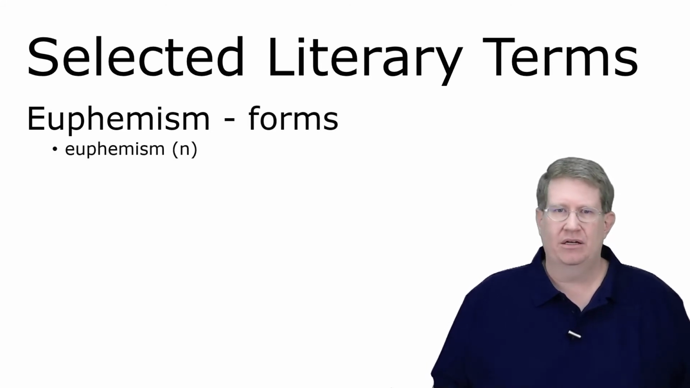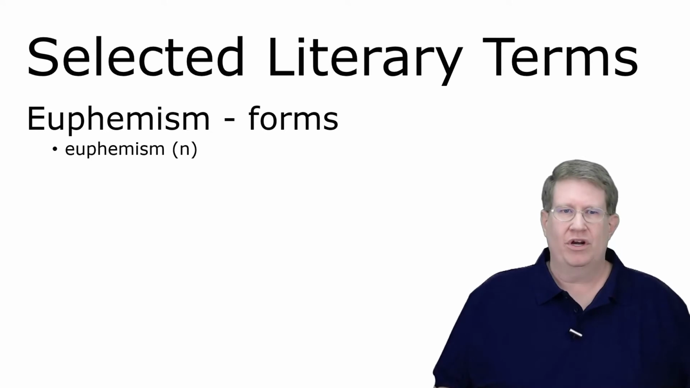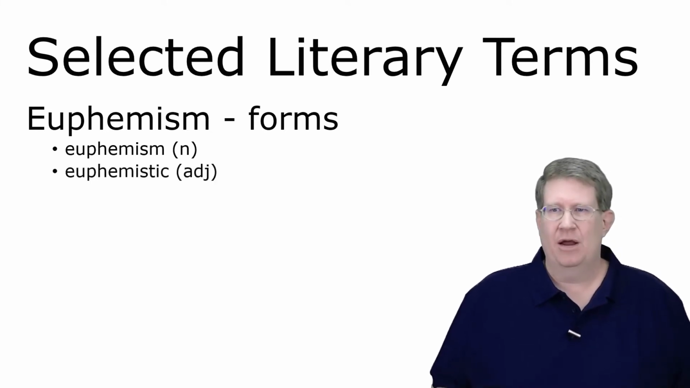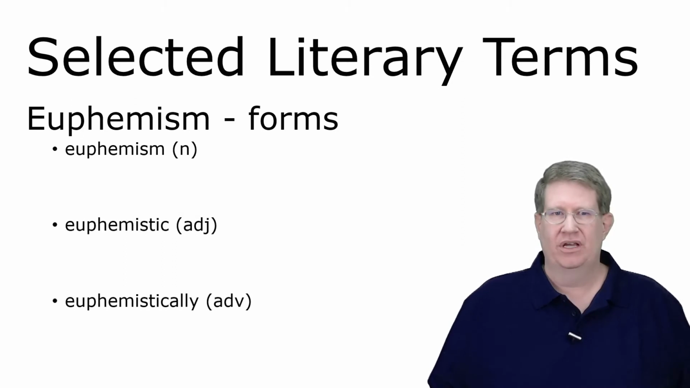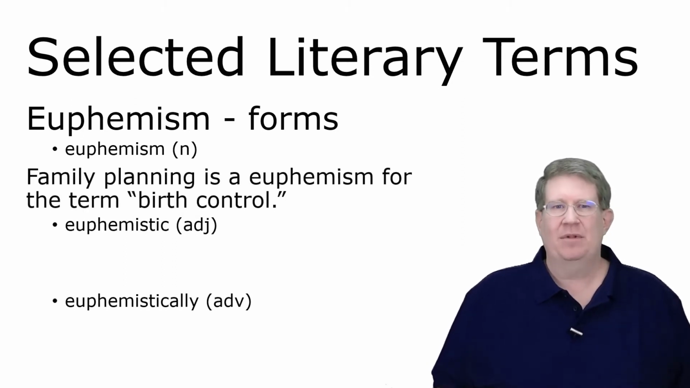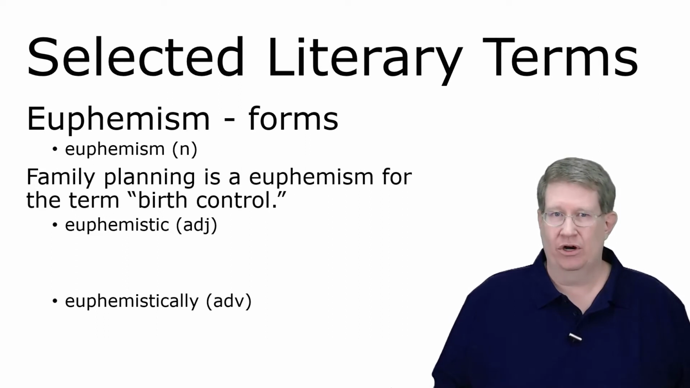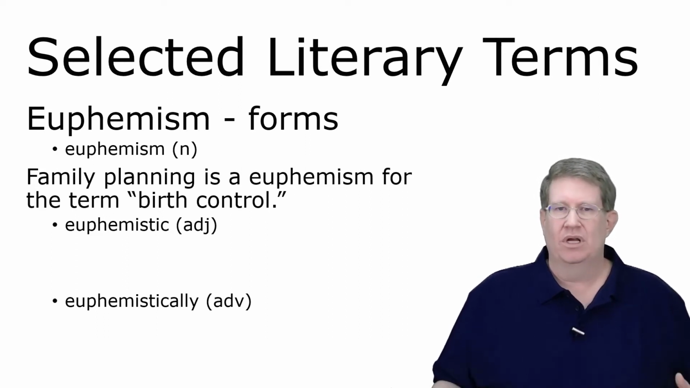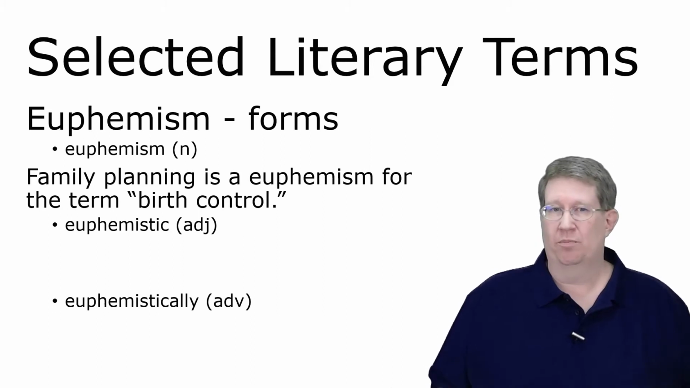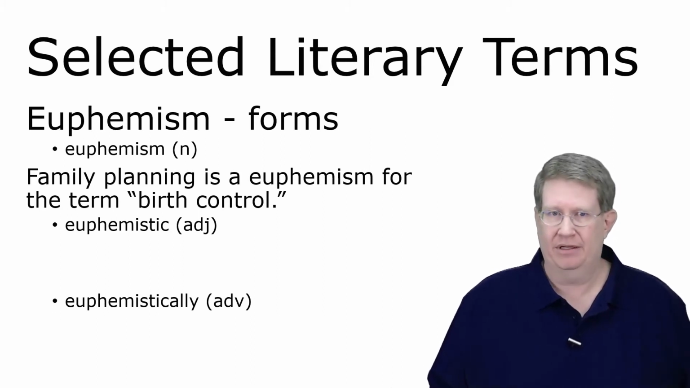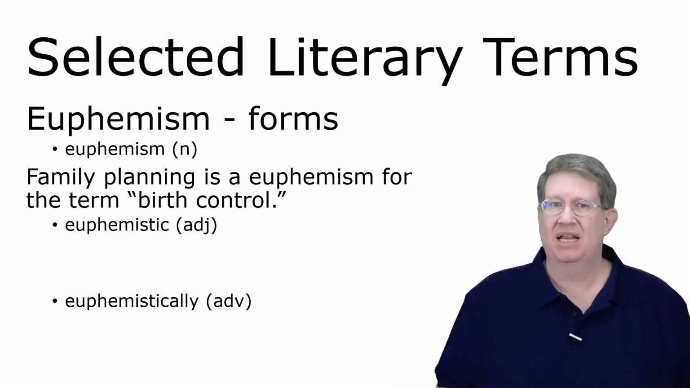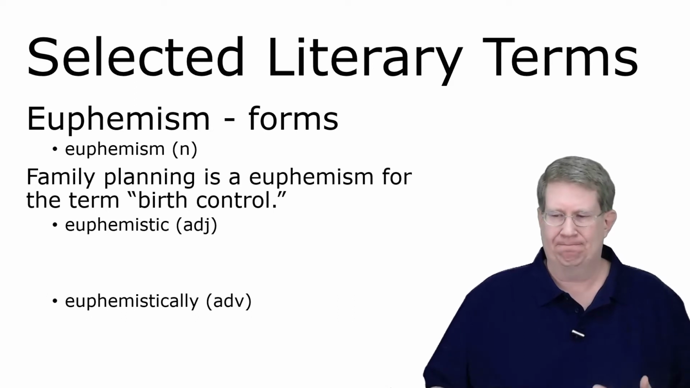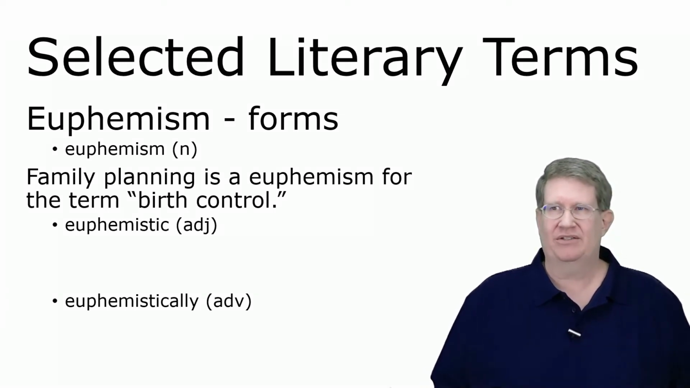Okay, so let's take a look at forms of this. So we talk about euphemism, and we talk about euphemistic as an adjective, and we talk about euphemistically as an adverb. Let's take a look at each of these in action. "Family planning is a euphemism for the term birth control." So some people think that the word birth control is a little bit too graphic, it's a little bit too sexual. And so we can use the word family planning because it sounds a little bit more separate from that. It's a little bit less direct.